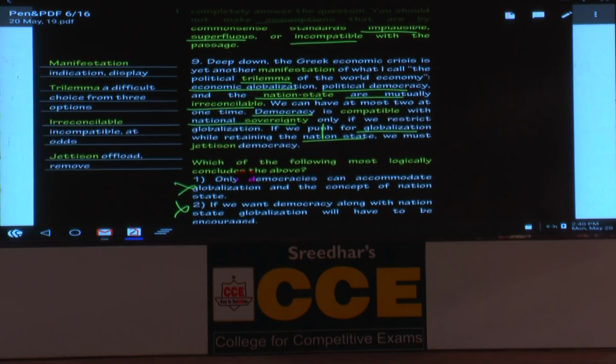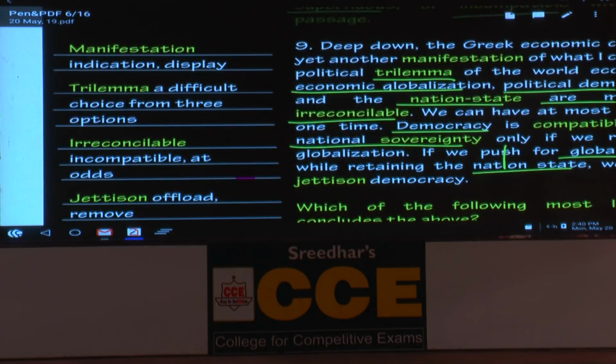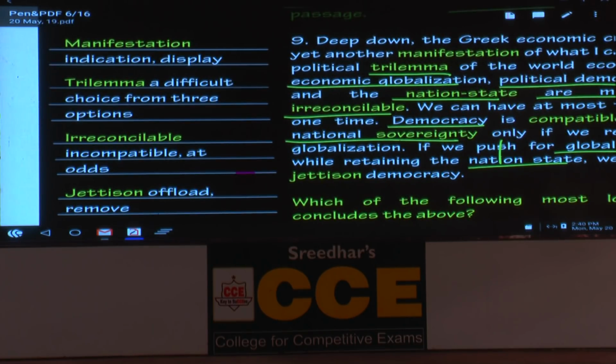I doubt. Please write the meaning of one word, manifestation. It's a good word. Manifest means what? Display. Indication, better word is display. Manifestation means display. Trilemma, easy to make out. A difficult choice from three options. Two options, what is the word? Dilemma.